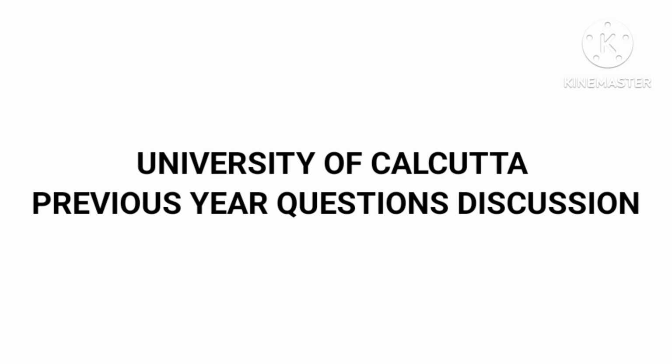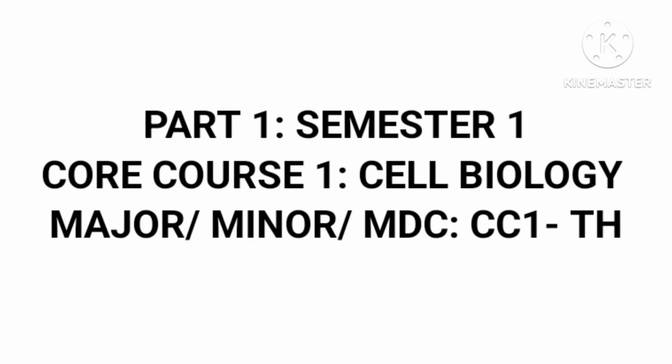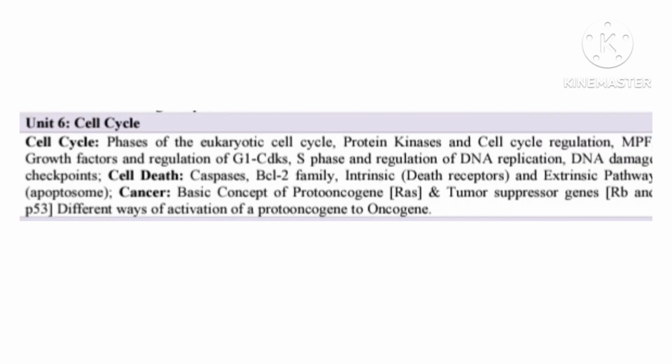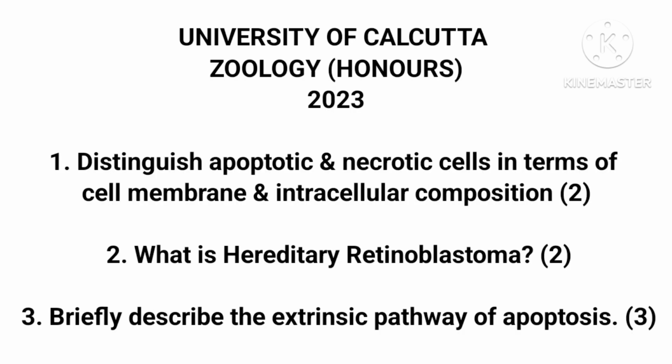So we are now here for previous year question discussions of University of Calcutta Zoology Honours for Part 1 Semester 1 Core Course 1 Cell Biology for major minor MDC student of CC1. Now we are going to discuss Unit 6 of Cell Cycle and the syllabus provided by University of Calcutta, and this unit comprises three parts. First one is about cell cycle, the second part is about cell death, and the third part is about cancer. Now questions of 2023.